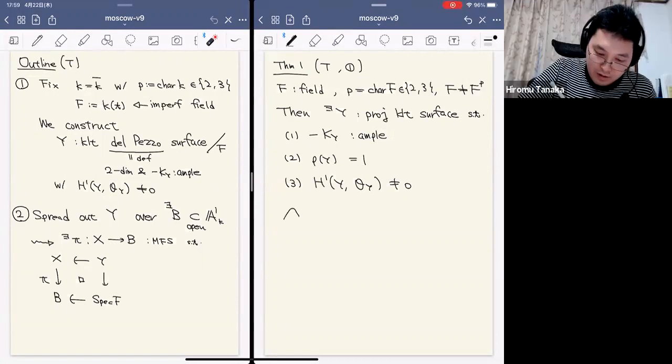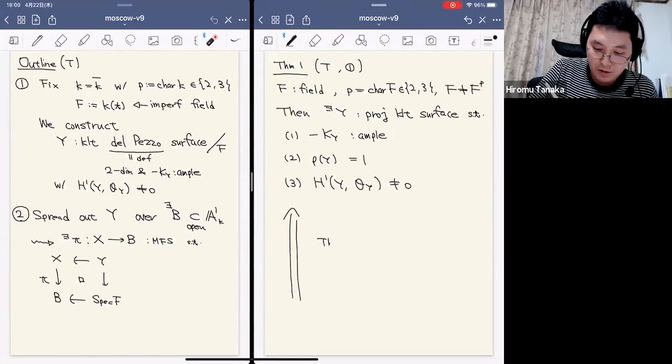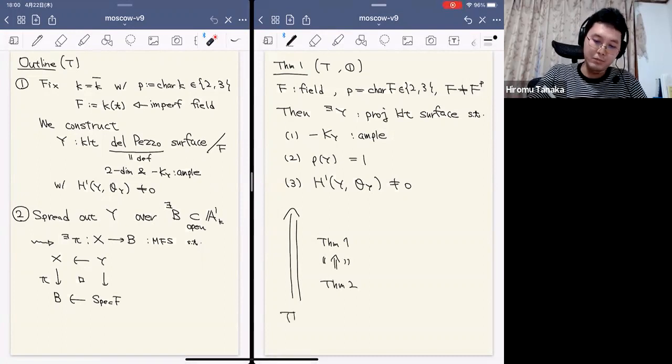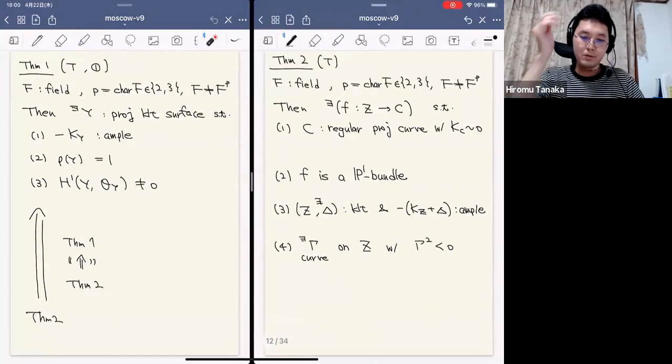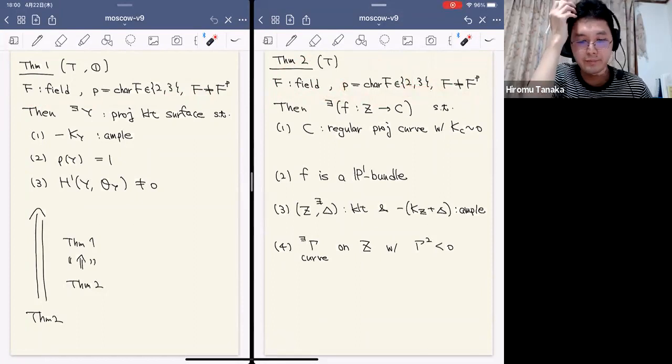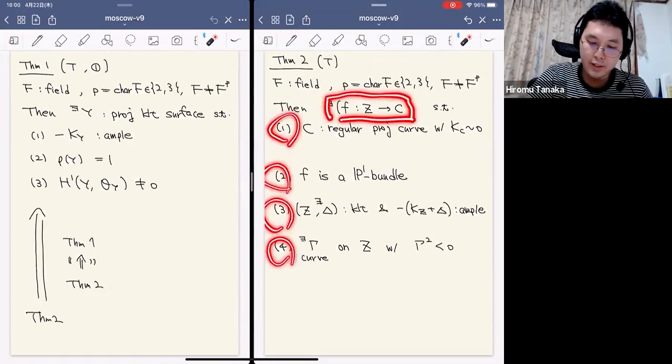And so theorem 1 is in a sense a core of this construction, but theorem 1 is almost implied by theorem 2. Now we have a look at the next page. So again, the condition of the field is the same. So we take a field which is imperfect and the characteristic is 2 or 3. Then we can find a morphism satisfying these 4 properties.